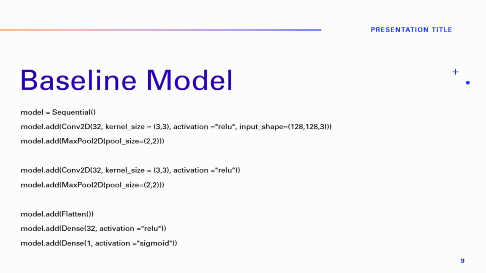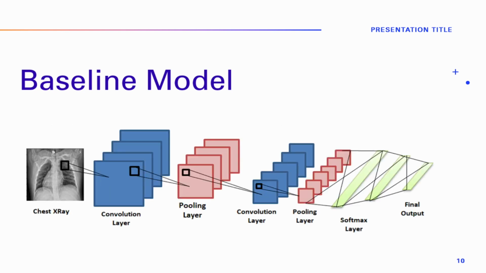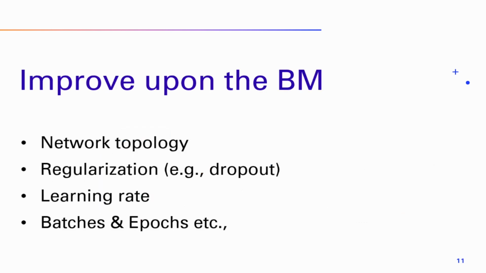So this is an example baseline model we'll be looking at. We have two convolution layers, each followed by max pooling layers. We add our flattened layer, then we finally add our dense layers. So this is what it looks like. We have our convolution layer, our pooling layer, another convolution layer, and then the pooling layer. Then we add on top our dense layers.